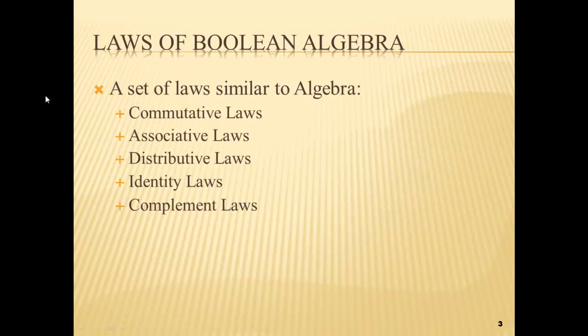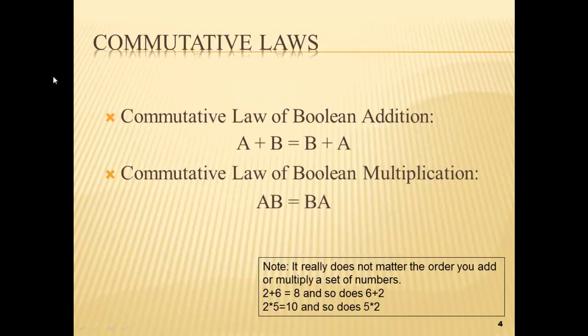Boolean algebra is really just a set of laws that are very similar to regular algebra. There are a few differences, but for the most part it's very similar. You have your commutative laws, the associative laws, distributive, identity, and complement laws. So let's look at these.